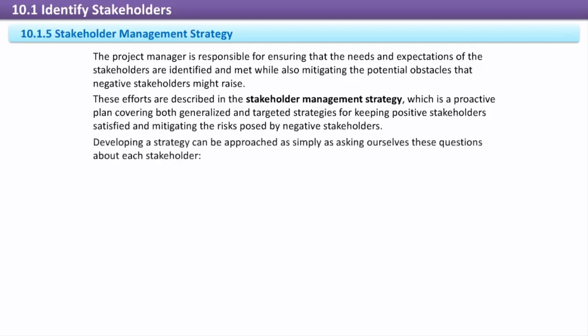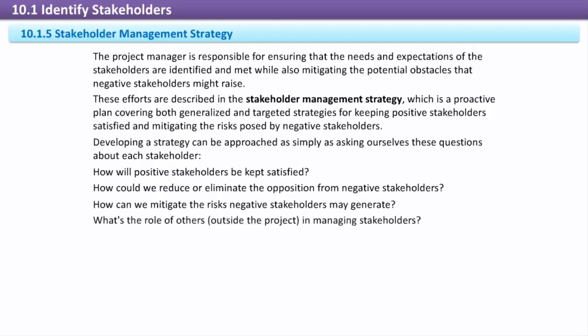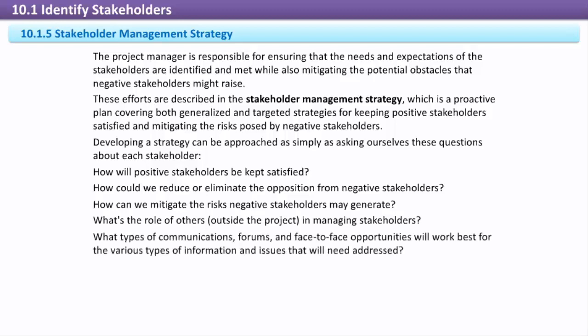Developing a strategy can be approached as simply as asking ourselves these questions about each stakeholder. How will positive stakeholders be kept satisfied? How could we reduce or eliminate the opposition from negative stakeholders? How can we mitigate the risks negative stakeholders may generate? What's the role of others outside the project in managing stakeholders? What types of communications, forums, and face-to-face opportunities will work best for the various types of information and issues that will need to be addressed.